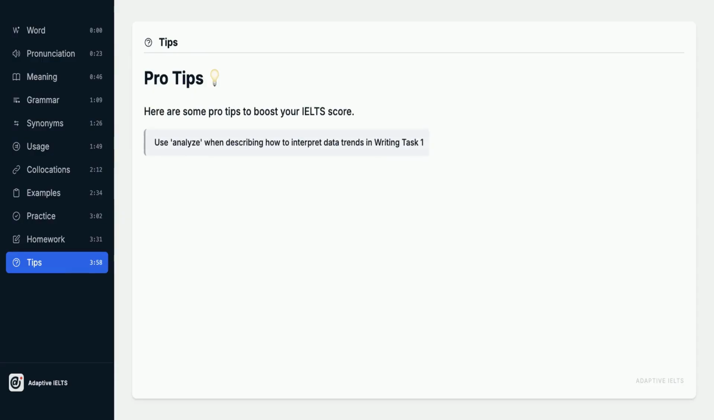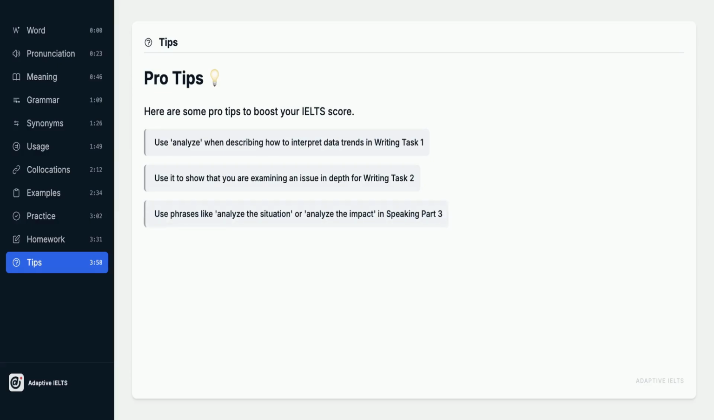Here are some pro tips to boost your IELTS score. For Writing Task 1, use analyze when describing how to interpret data trends. In Writing Task 2, use it to show that you are examining an issue in depth. In Speaking Part 3, use phrases like analyze the situation or analyze the impact to demonstrate critical thinking. Remember to vary your vocabulary. Use analyze along with its synonyms like examine and evaluate.